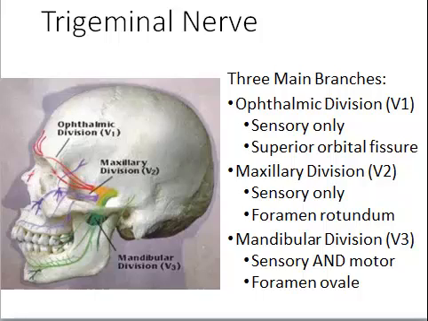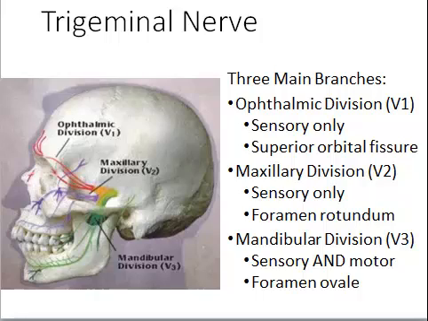Maxillary division V2 is also sensory only. It exits through the foramen rotundum, which is sort of our roundest foramen that we can view when we're looking at the interior view of the skull, the foramen rotundum. So it's very round, and when you think of someone, like if I'm feeling kind of rotund, I'm feeling kind of round in my belly. So it might be a good way to think of it.